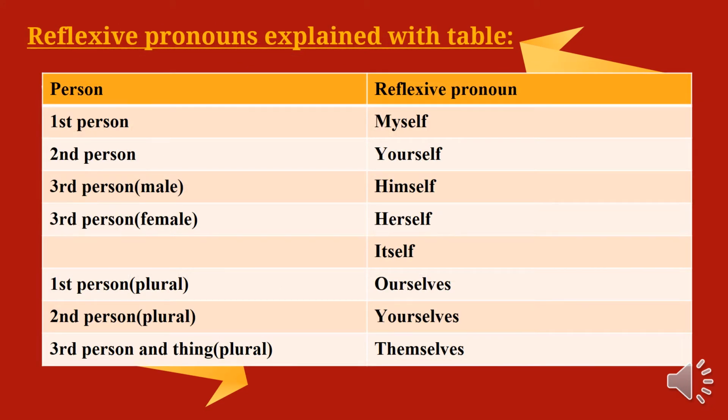Now let's understand reflexive pronouns with the help of a following table. Reflexive pronoun for first person is myself. For second person yourself will be used. The reflexive pronoun for third person male is himself. For third person female is herself. While reflexive pronoun used for animals and non-living thing is itself. And the reflexive pronoun used for first person plural is ourselves. And for second person plural the reflexive pronoun used is yourselves. And for third person and thing in plural we will use themselves as reflexive pronouns.